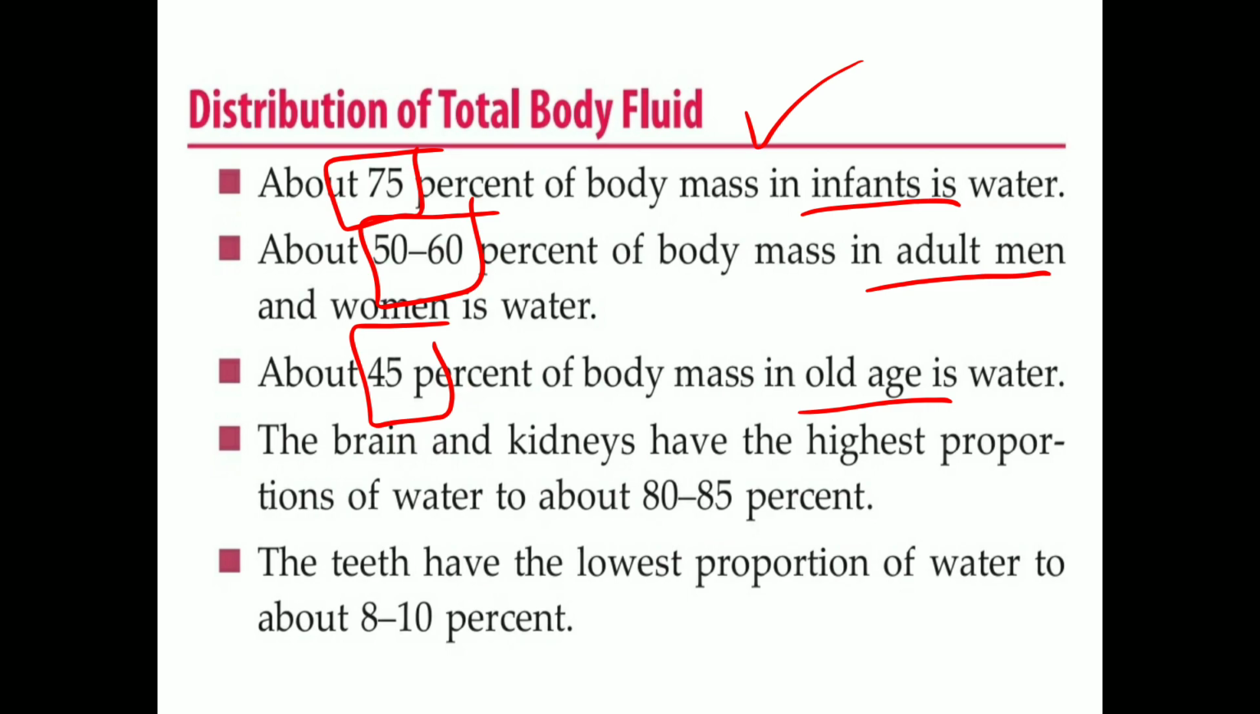And every organ in our body contains water, and brain and kidneys have the highest proportion of water content. About 80 to 85% of the brain and the kidney is composed of water. And teeth have the lowest proportion of water, amounting to 8 to 10 percent.